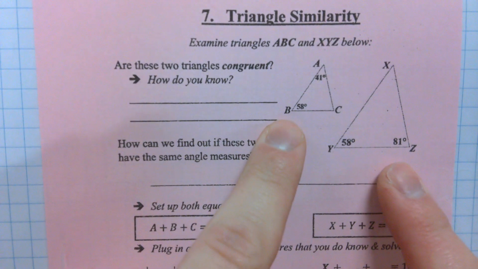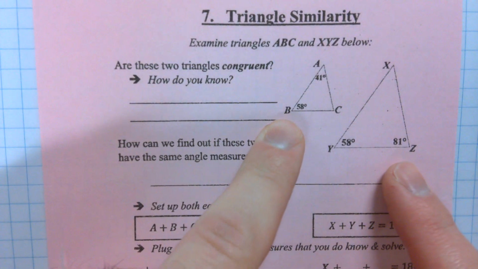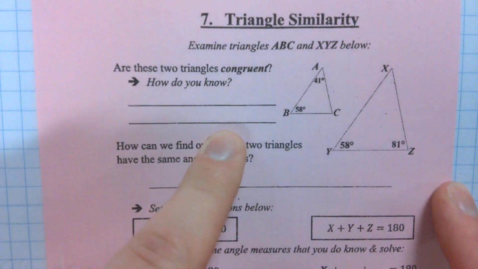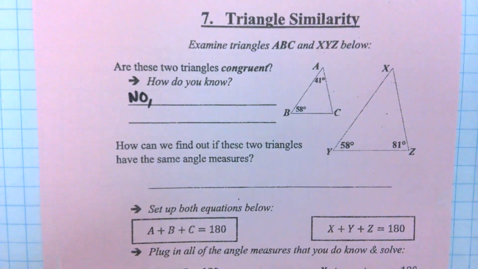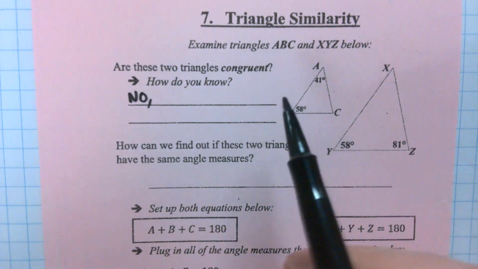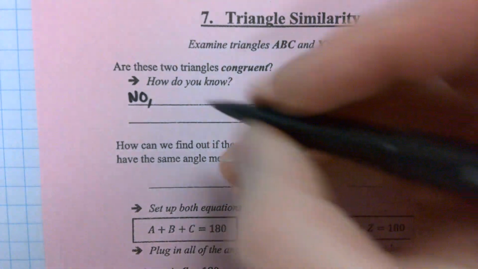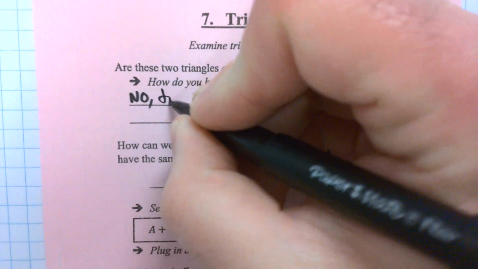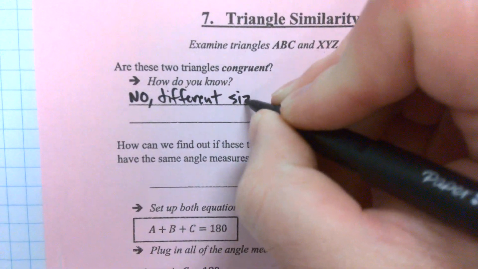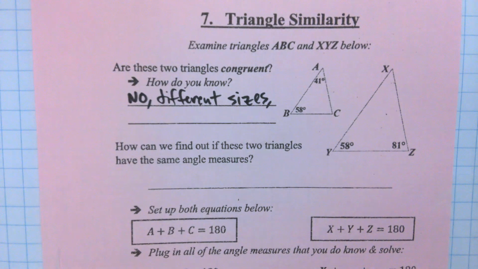Do these look like they're the same size? No. One's tiny, one's big, right? So if they're different sizes, obviously they are not congruent. So if you had your thumb down, you were absolutely right. These are not congruent because they are different sizes.